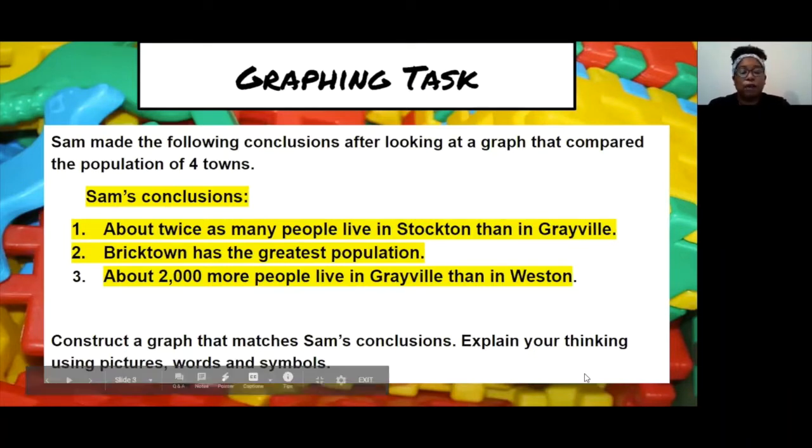Sam made the following conclusions after looking at a graph that compared the population of 4 towns. Sam's conclusions. Number 1, about twice as many people live in Stockton than in Grayville. 2, Bricktown has the greatest population. 3, about 2,000 more people live in Grayville than in Weston. So those are the conclusions or the things that you're going to use to build or to construct this graph.